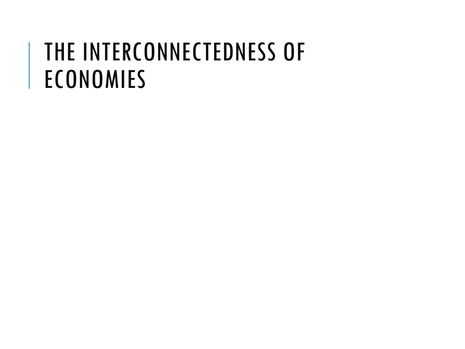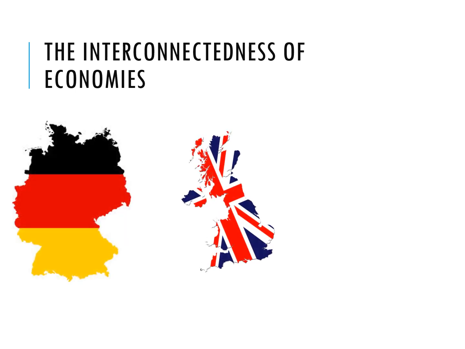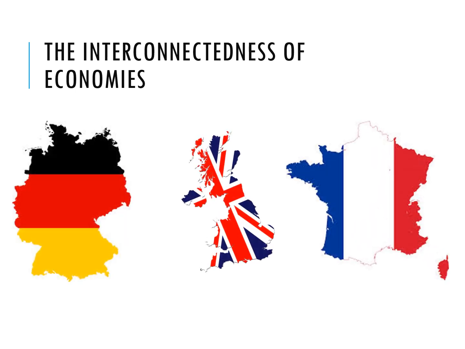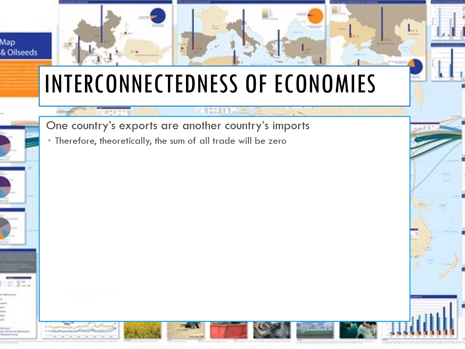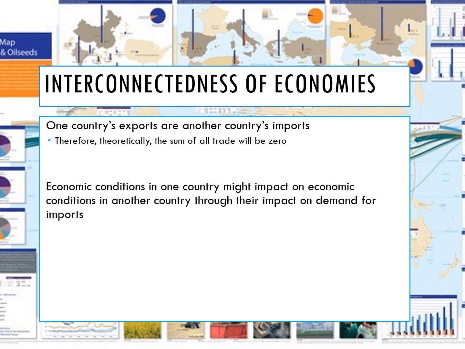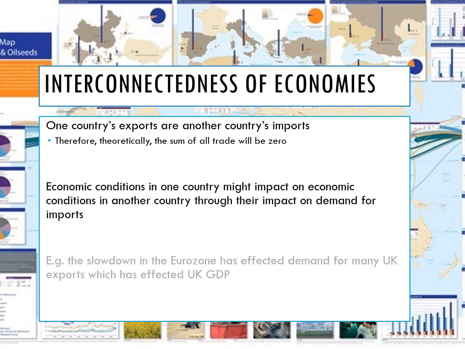What's coming across here is that there is an interconnectedness of economies. Economies are linked together. The exports of one economy are the imports of another. So one country's exports are another country's imports, and so theoretically, the sum of all trade will be zero. And economic conditions in one country might impact economic conditions in another.